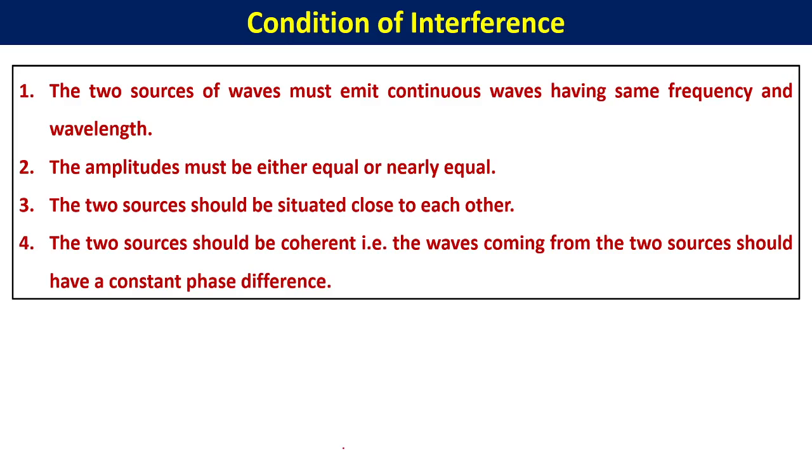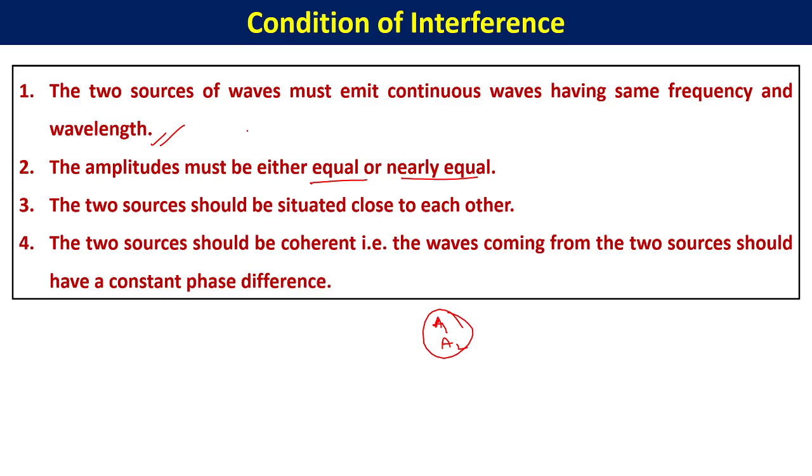Now let us go for the conditions of interference. What are the conditions of interference? The two sources of waves must emit continuous waves having the same frequency and wavelength. The frequencies and wavelengths of these two waves should be equal, and continuously they should come. It should not be in a pulsed form. The amplitude must either be equal or nearly equal. Although we have considered a difference in amplitude of the two waves, with the amplitude of y1 as a1 and y2 as a2, this difference should not be very large. y1 and y2 should have amplitudes almost equal or completely equal.